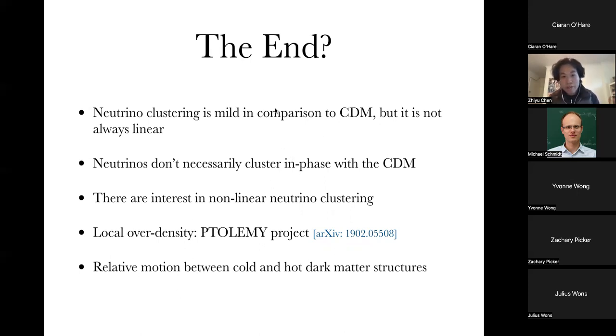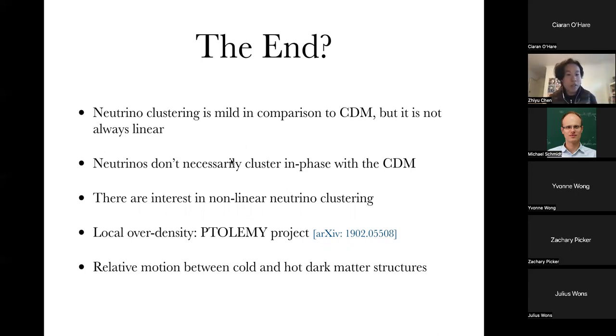Neutrinos cluster mildly, but they're not guaranteed to always be linear. The slow momentum bins of the Fermi-Dirac distribution in the neutrino population have the potential to go very nonlinear if given a chance to, but linear response will miss out on it altogether. And things like Ptolemy are looking for these local overdensities, mostly made up of these slow nonlinear neutrinos. Then you will not get a correct answer using the linear response approach.